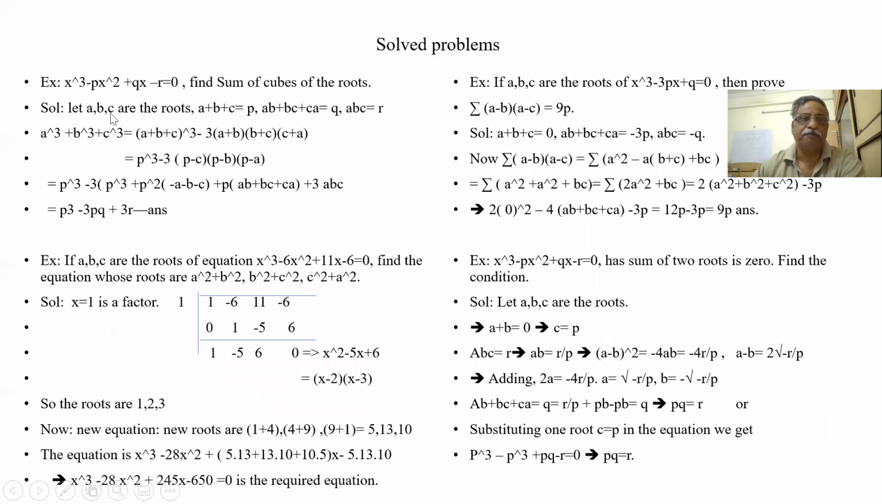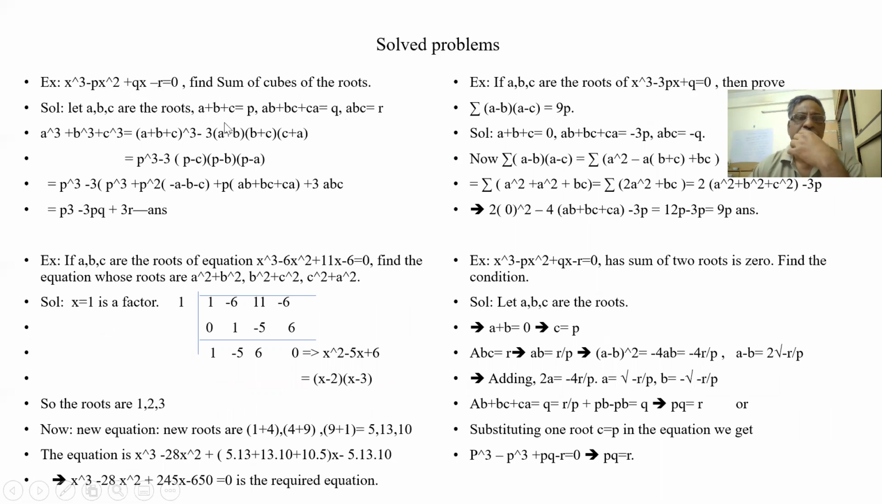Let us see. This is a third degree polynomial in general terms. Instead of all plus, he has given minus, plus, minus. So the sum is plus p, the sum of products of two is plus q, the product of all is plus r, everything is plus, plus, plus. Find the sum of the cubes of the roots.